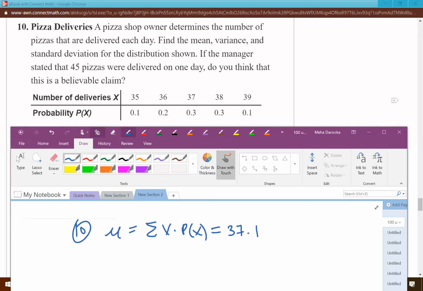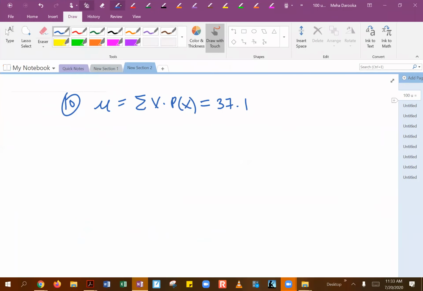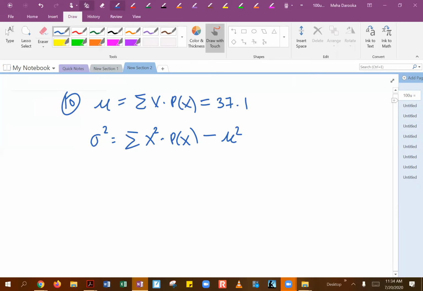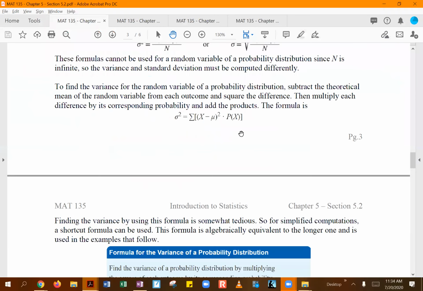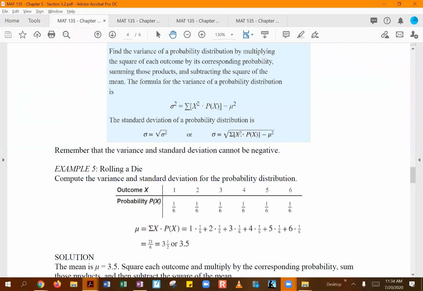So now let's talk about variance. So let me write that formula down. So for variance, basically the same calculation that you just did, but instead now we will take our outcomes and square them, then multiply by the probability. So you will do this individually, then add all of those products together, and then finally subtract the square of the mean from it. So let me show you that formula one more time here. So this is the formula you're looking at.